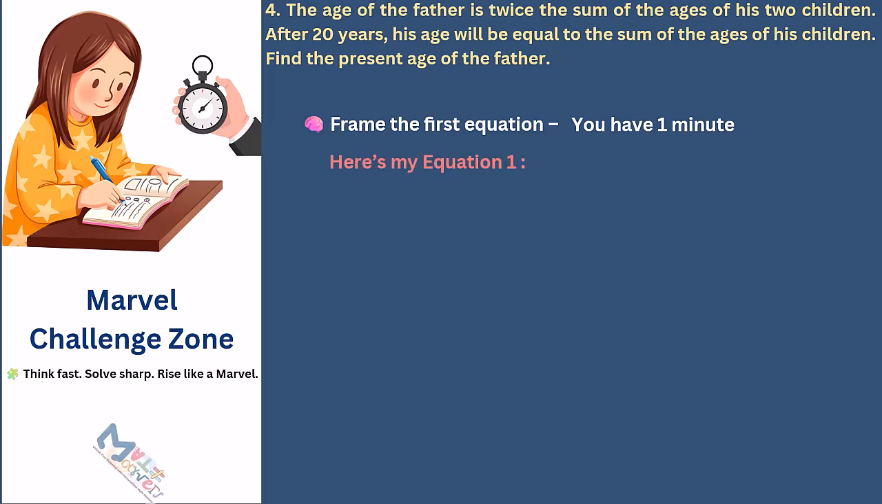So instead of two variables, we can just assume one variable. Let's call it y for the combined age of the two children. Now the statement becomes very simple. Father's age equals 2 times y. So equation 1 is x equals 2y.